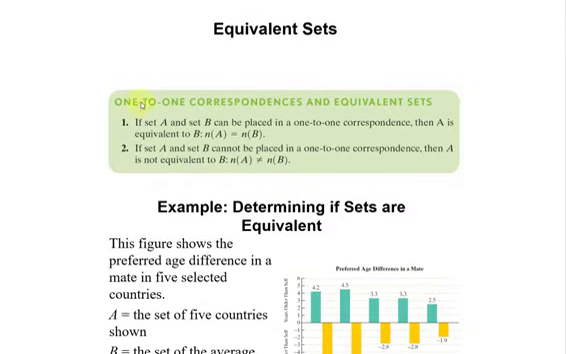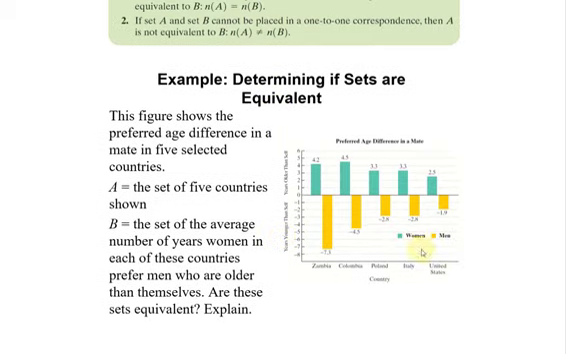Now, this is a one-to-one correspondence and equivalent sets. We have to be very careful. If set A and set B can be placed in a one-to-one correspondence, then A is equivalent to B, when the cardinal numbers are equal. However, they are not one-to-one when the cardinal numbers are not equal. Okay, try another example.